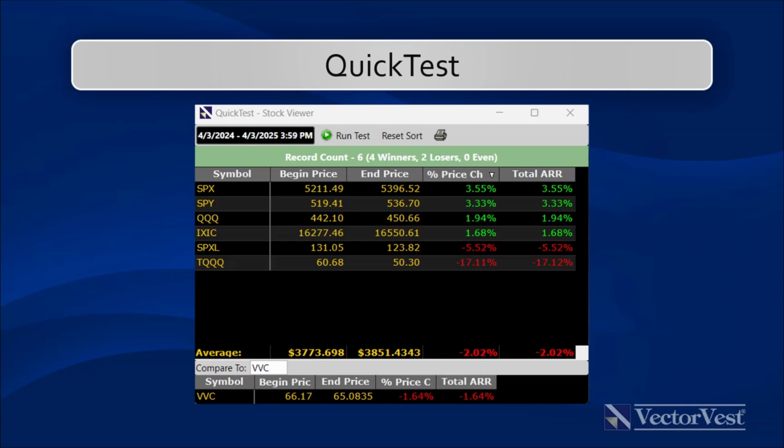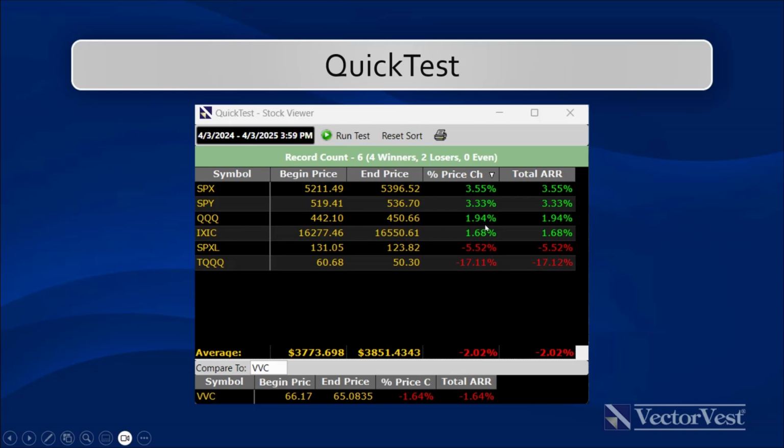Of the NASDAQ IXIC, the SPX, which is the S&P, and their non-leveraged and leveraged ETF counterparts. So SPX over the last year has gone up 3.5%. You could see the SPY, which is the non-leveraged S&P 500 bullish ETF, also went up close to that, 3.33%. But look at SPXL. This is the triple leveraged S&P 500 bullish ETF. It's actually down 5.5%. The NASDAQ IXIC up 1.68%.